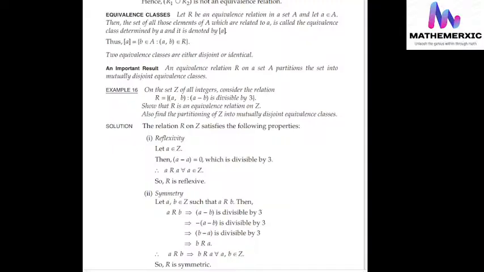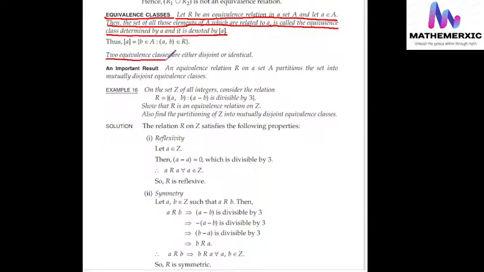So in this case, we can talk about equivalence relations and equivalence classes. Let R be an equivalence relation in set A, and let a belong to A. The set of all those elements of A which are related to a is called the equivalence class determined by a, and is denoted by [a].